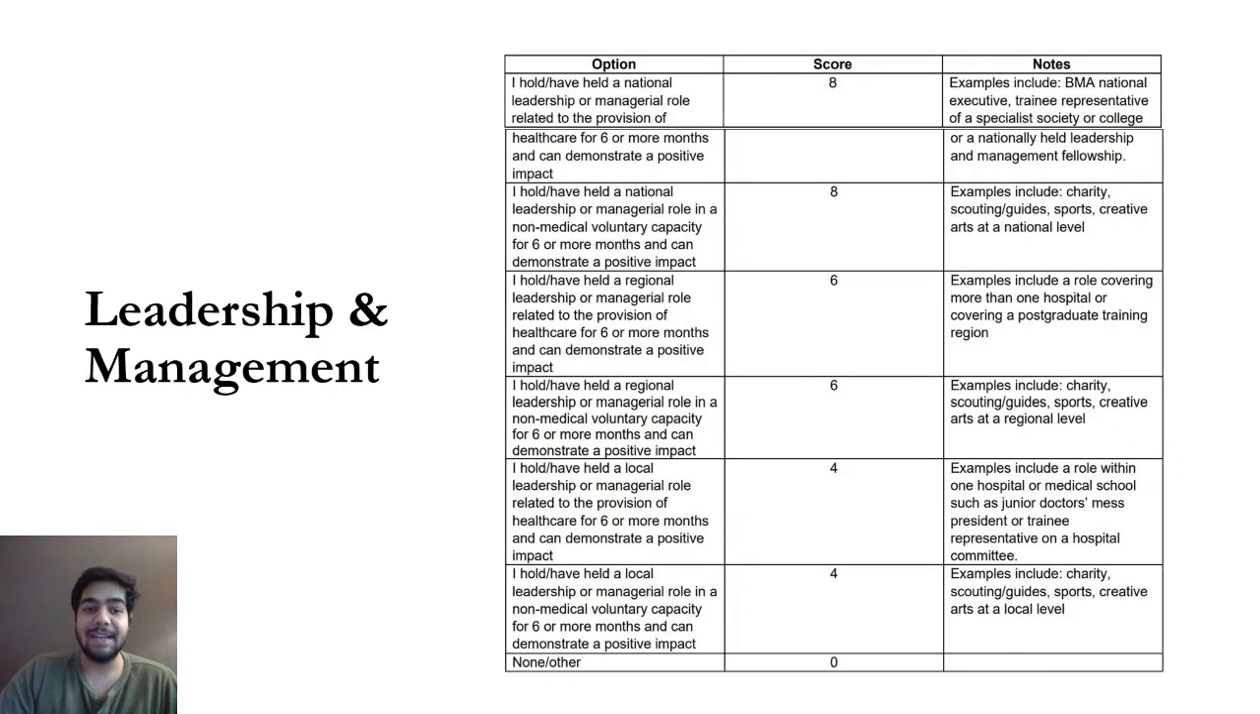The last domain is leadership and management. To score the highest in this domain, you must have held a national leadership or managerial role related to provision of healthcare, or in a non-medical voluntary capacity for 6 months or longer. If you have held such a role at a national level, then you get a score of 8. If you have held such a role at a regional level, you get a score of 6. If you have held such a role at a local level, then you get a score of 4. And if you have never held such a role, then you get a score of 0.